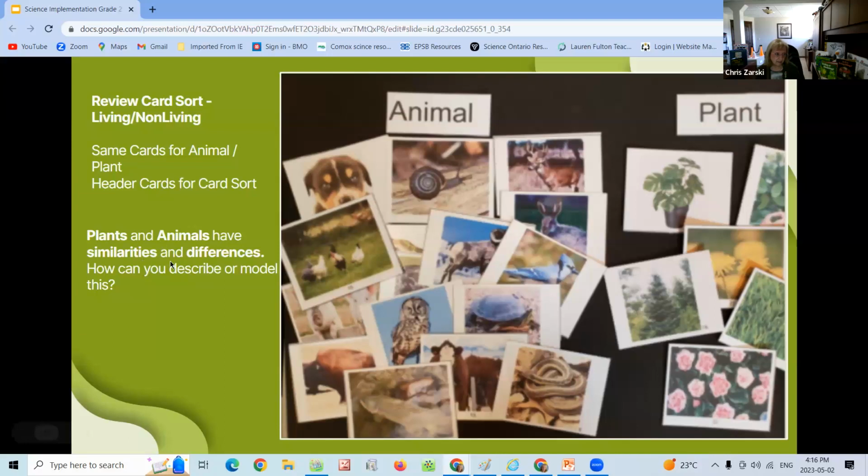So plants and animals have similarities and differences. How could you describe or model that? First of all, they need to know what a similarity is and what a difference is before I can ask that question. And Ted will unpack some of those skill procedures with you shortly. But those are important pieces for them.